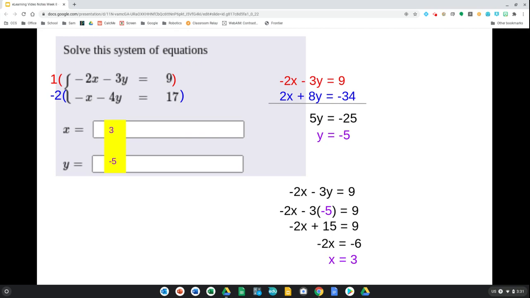So in your assignment today, you're just going to be working on your mastery assignment again. There's only 10 questions on this one, maybe 3 or 4 graphing, 3 or 4 substitution, 3 or 4 elimination problems.